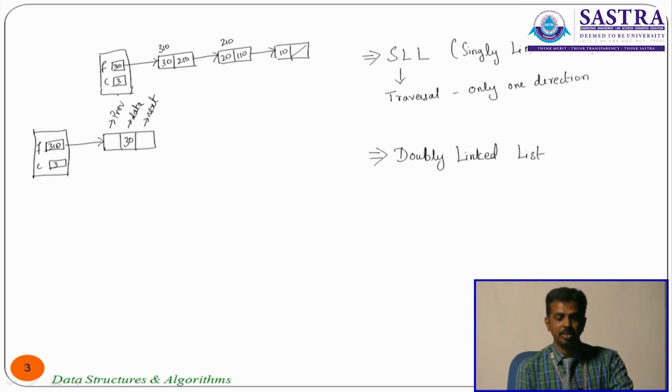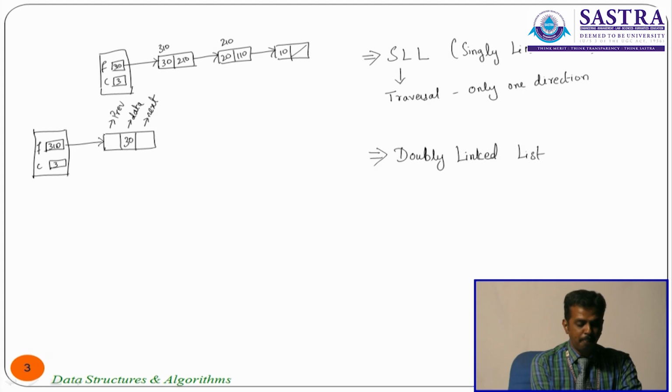The address of the previous is going to be stored in this location, the address of the next is going to be stored in this location. For the first node there is no previous node. So, the previous field of the first node will be null. The next node is 210. This 210th node also has the 3 fields: the data 20, the address of the next, and the address of the previous.